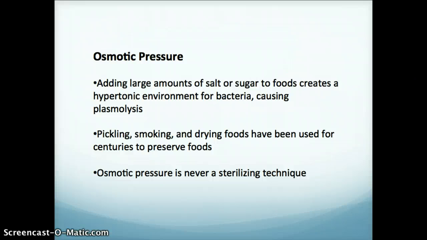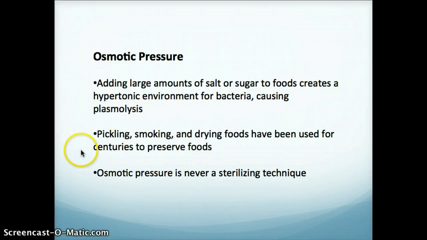And then the last one that we're going to talk about of these physical controls is osmotic pressure. And this is something that we've looked at in the lab already. In the lab, we've looked at adding large amounts of salt, but sugar's another one that can be used. And what it does is it creates that hypertonic environment. Remember, there's more solutes outside, so what ends up happening is the bacteria is going to try to have its water go out of the cell to try to dilute that solution it's in. And what it'll do is it will cause plasmolysis, which will make that bacterial cell shrink and often kill it.